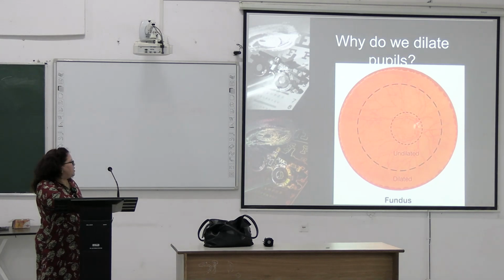This is the disc, and this center part is called cup. So we assess the CD ratio, and these are the vessels, retinal vessels, and these are the branches.